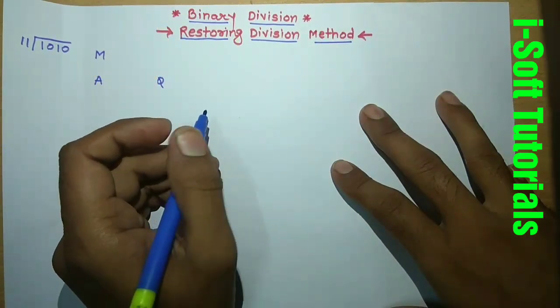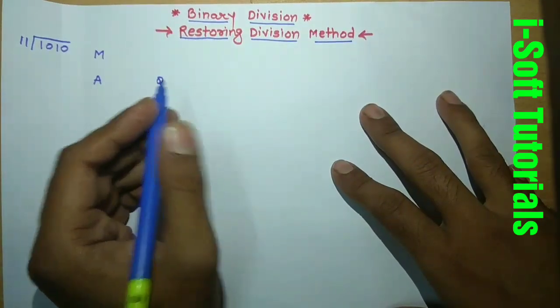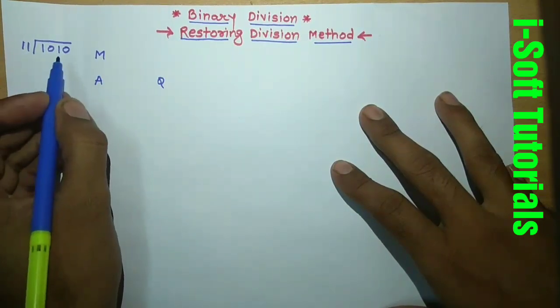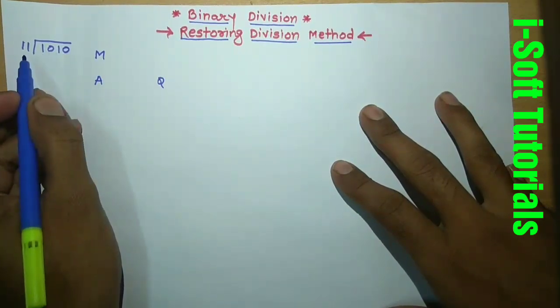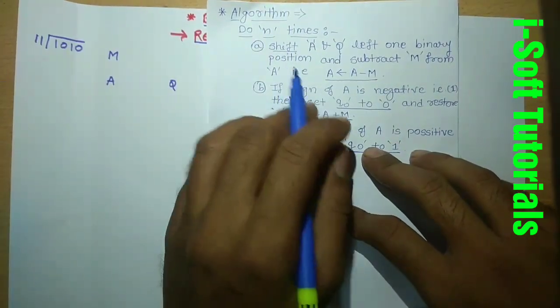In today's video we are going to discuss binary division by using the restoring division method. In this video we will consider the example 1010 divided by 11. For this method we will use this algorithm.